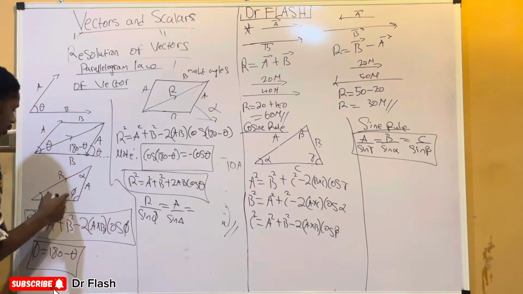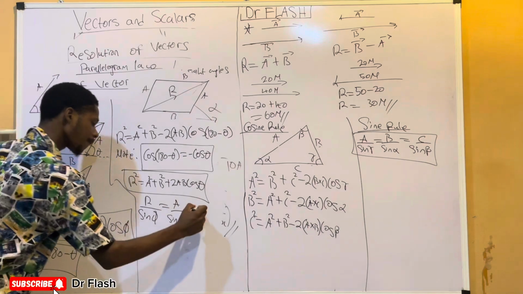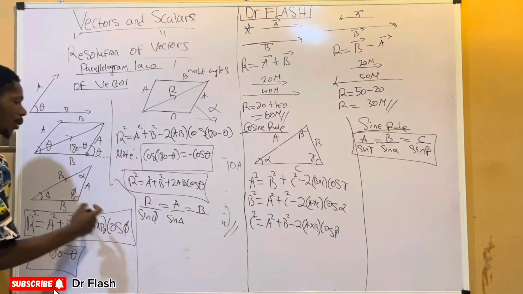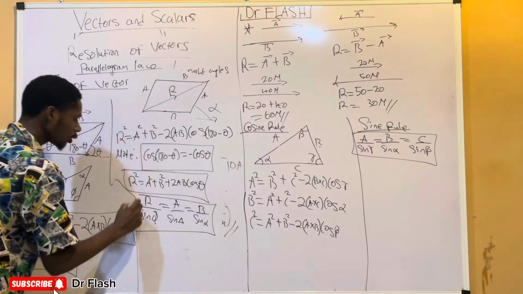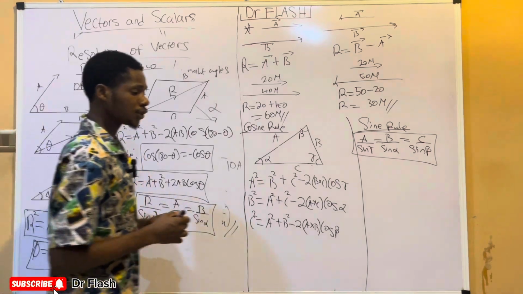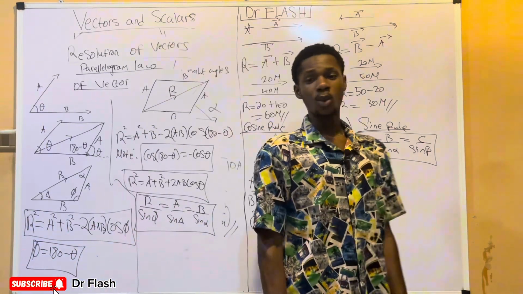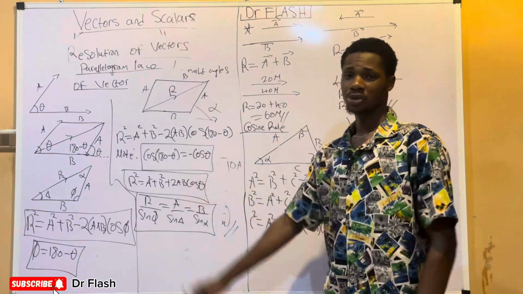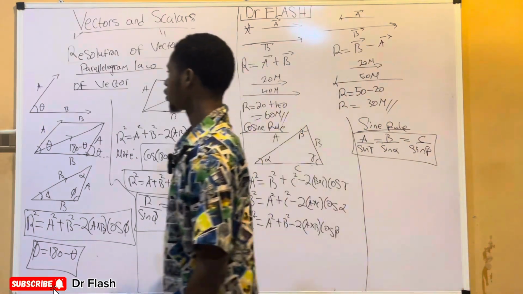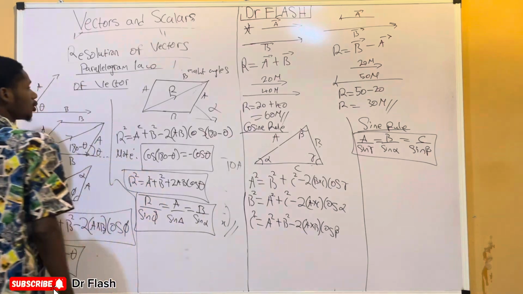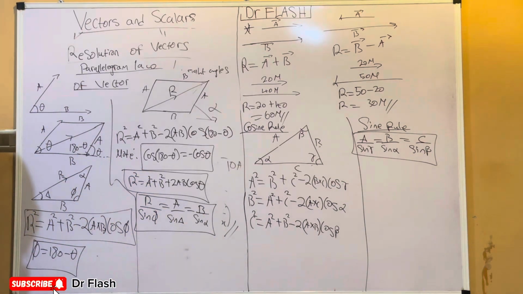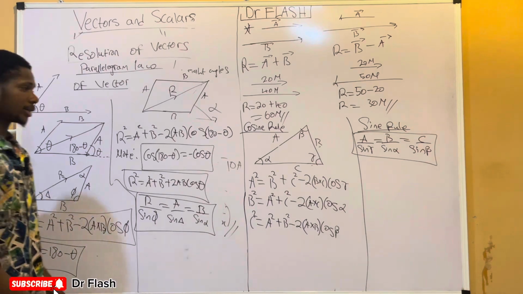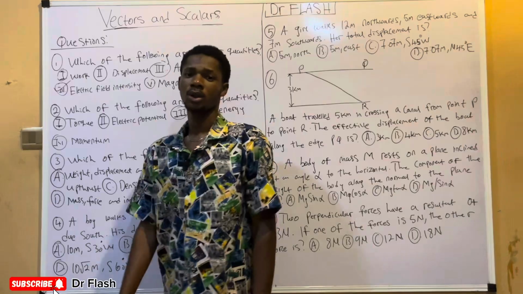Okay, a equals b divided by the sine of the angle opposite it, that's sine alpha. Take note of all of these. These are what we use in resolving vectors. We're also going to talk about coplanar vectors in a different video. But for now, in the next video, we're going to solve basic questions on vectors and also on examples of vectors and scalars. And here we go.